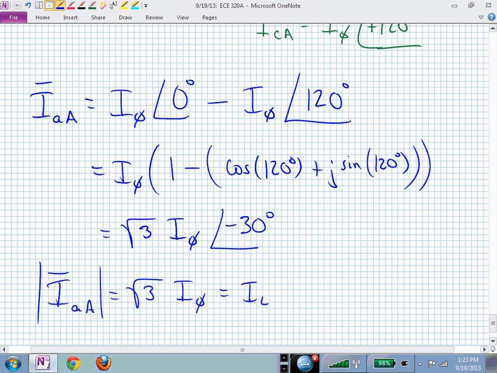Now you know how to relate powers. You know how to distinguish between phase and line quantities or variables. You know all about power.